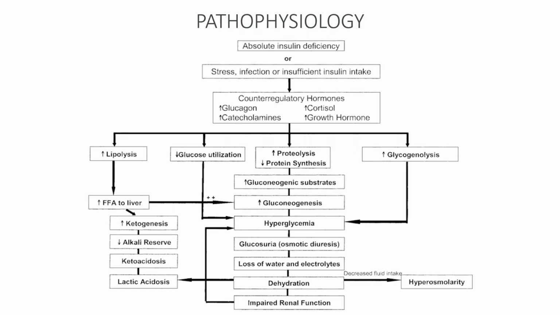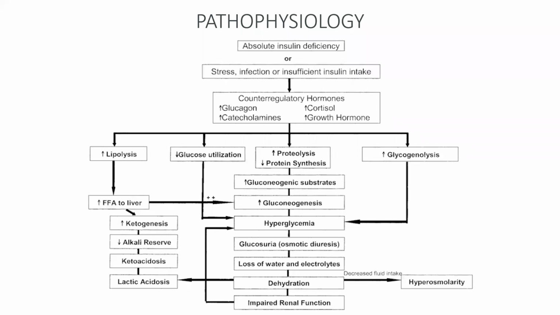Instead of increasing protein synthesis like our body is used to, now with the stress and infection and all these counter-regulatory hormones, proteolysis will be increased instead, and protein synthesis will be reduced, forming an increase in gluconeogenic substrates, therefore contributing to the increase in sugar in our body, and therefore we'll be having hyperglycemia.